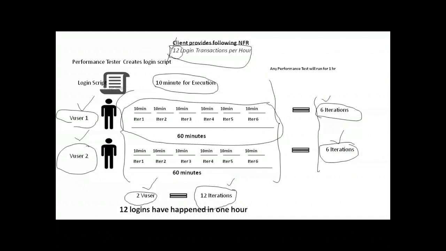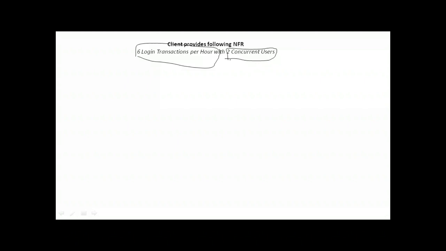Now that we have established this, we will see how a real NFR looks like. This is what a real NFR looks like. They will not only tell you how many transactions need to be done in 1 hour, but with how many concurrent users as well. What is my client saying? I want 6 login transactions per hour with 2 concurrent users. They will also tell you the concurrency: how much load needs to be done in 1 hour with how much concurrency.